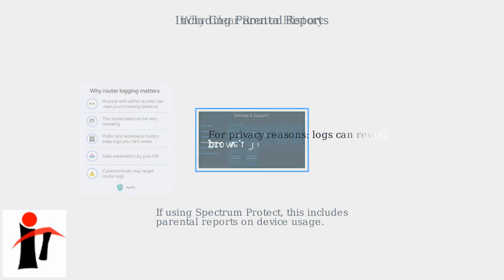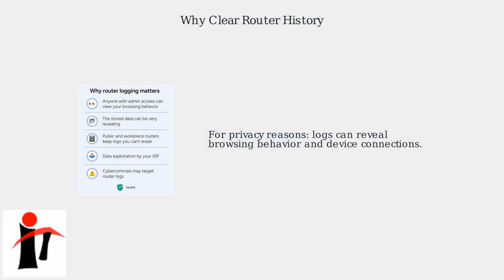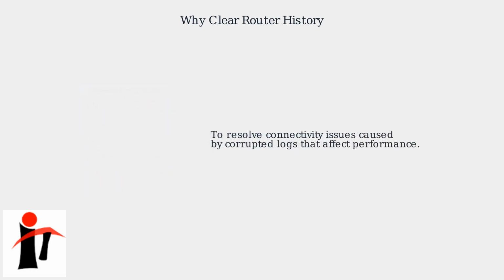You might want to clear this history for privacy reasons. Router logs can reveal browsing behavior and device connections to anyone with access. Clearing can also resolve connectivity issues caused by corrupted logs that slow down or disrupt network performance. Additionally, you might clear to reset parental reports, allowing a fresh start on monitoring device usage.